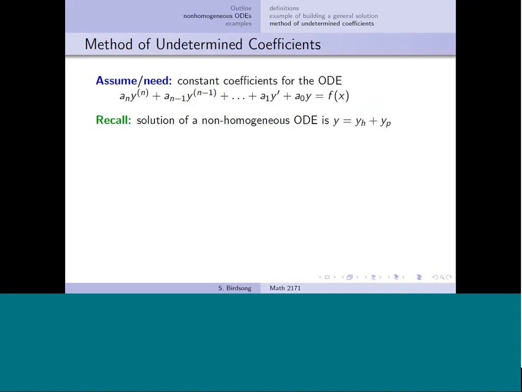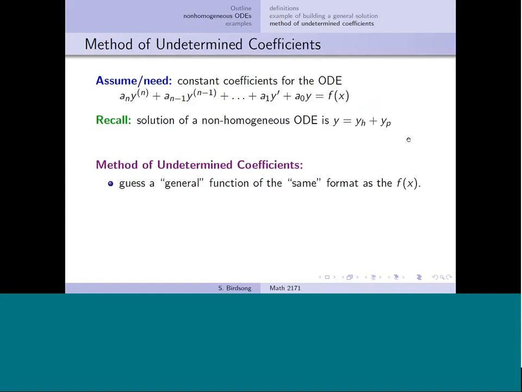Okay? So, to remind ourselves, the solution that eventually we're going to try to get to for a non-homogeneous differential equation is the sum of the homogeneous solution and the particular solution. And our method of undetermined coefficients is going to find specifically that particular solution. Now, what the method of undetermined coefficients does is it provides a guess for you for that particular solution. And what you look at is the non-homogeneous part of your differential equation, and you just set your guess to the same format of that function. We'll have some examples in just a second for what I mean by format.